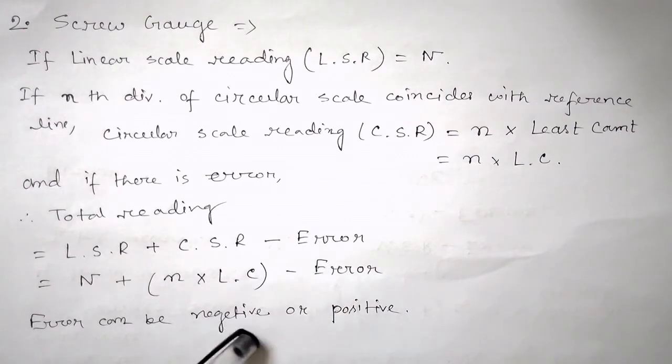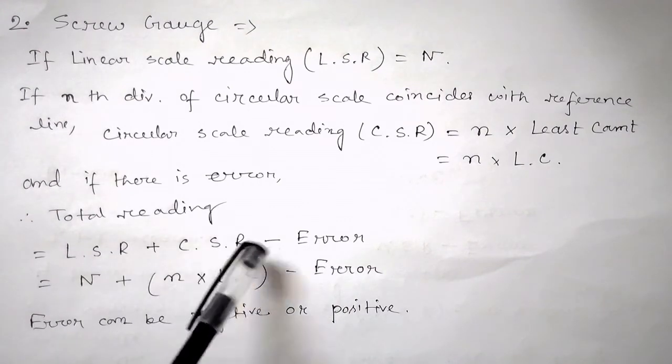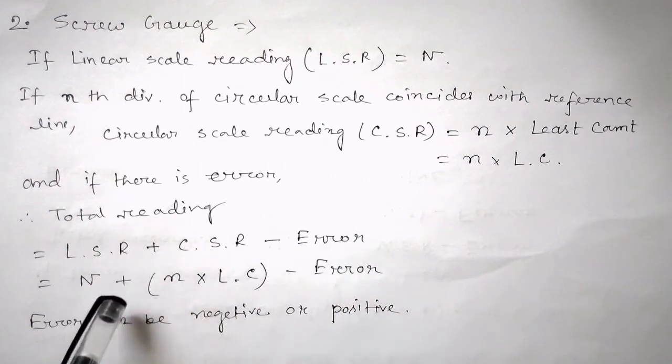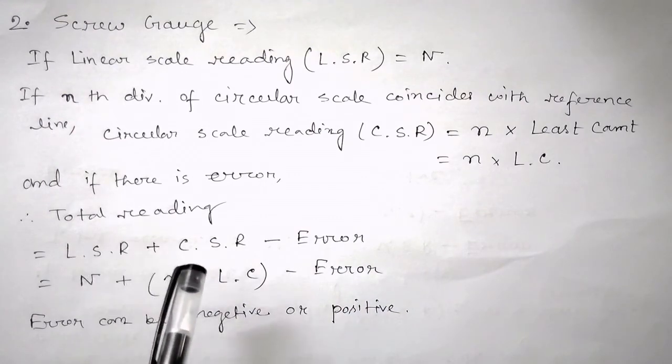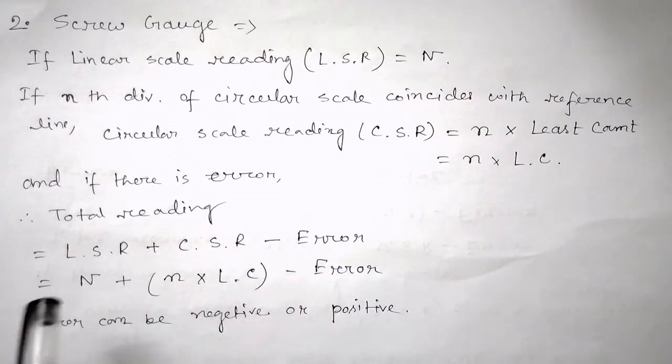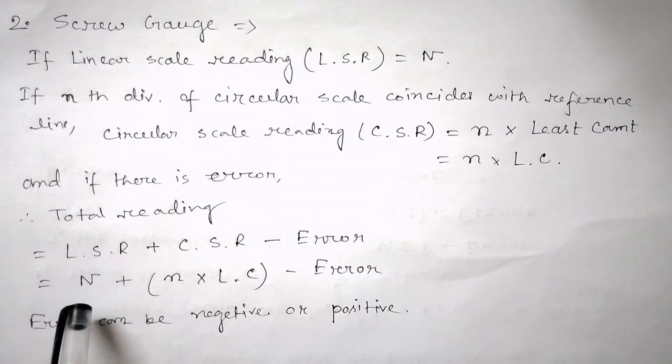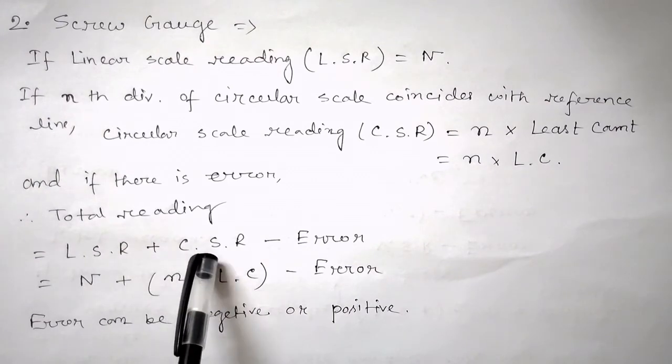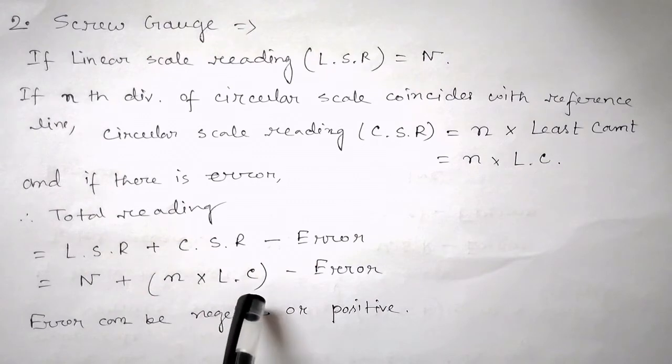In case of vernier, it was main scale reading plus vernier scale reading minus error. But in case of screw gauge, it will be linear scale reading plus circular scale reading minus error. So in place of linear scale reading, I will put N. In place of circular scale reading, I will put n into least count minus error. Again, here the error also can be negative or positive. It will be mentioned in the question.